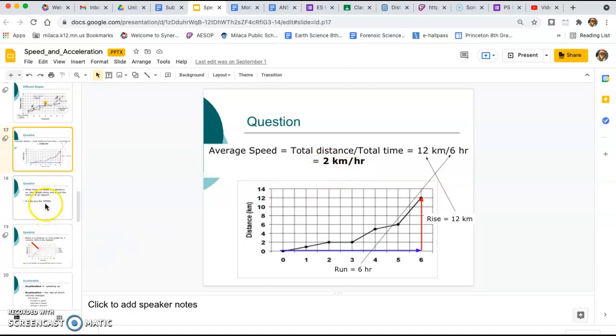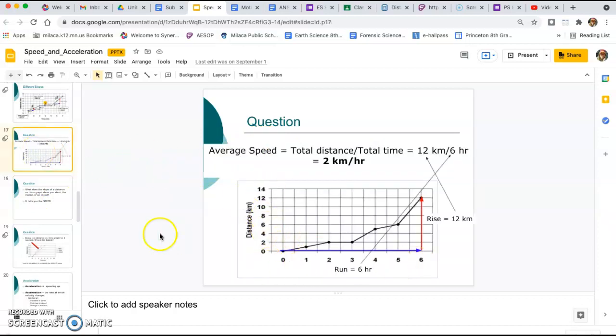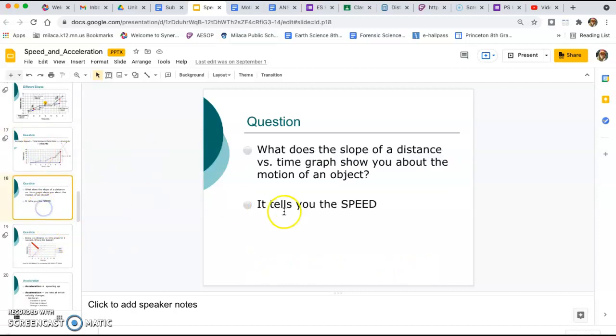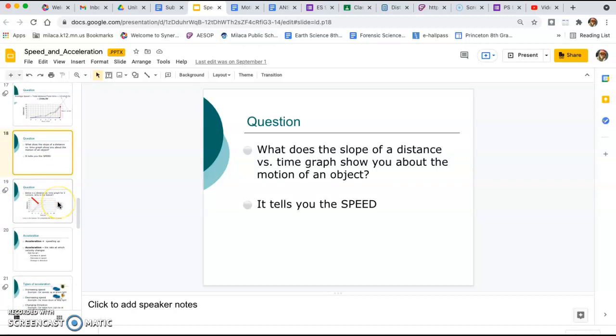All right. Okay, a couple more slides. Question. What does the slope of a distance versus time graph show you? These are my distance versus time. That is going to show me the speed, okay? The motion of the object, how it's moving, it's telling me all about the speed. So the slope is equal to the speed. Speed is distance over time. That's why we get speed from a distance-time graph, all right?